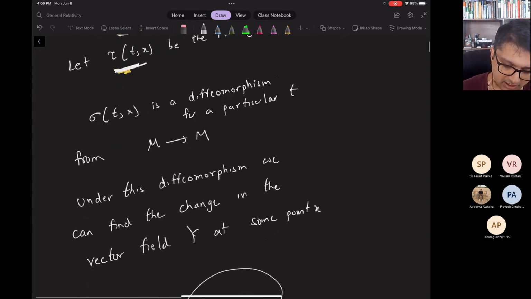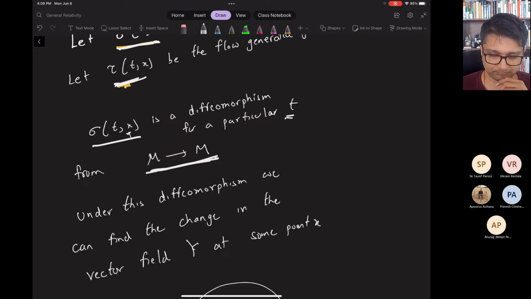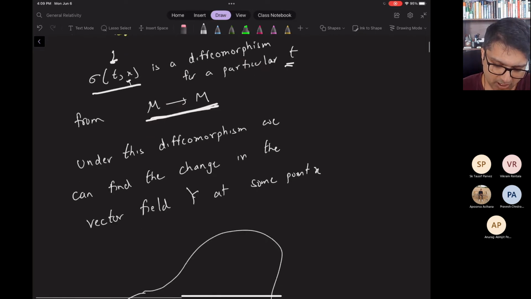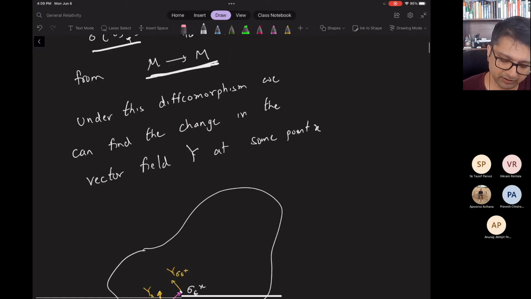Okay, and as I just mentioned, sigma_t^X is a diffeomorphism. So if I fix the value of t, then this is a map from every point x on the manifold to another point on the manifold. It's a diffeomorphism. Okay, it's also invertible by reversing the flow. Okay. So under the diffeomorphism, we can find the change in the vector field Y at some point x.